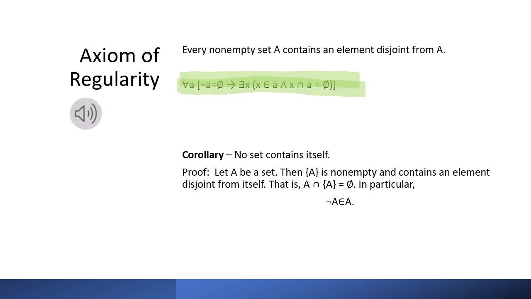Okay, so let's now see on our next slide how we can avoid the Russell paradox using this result.